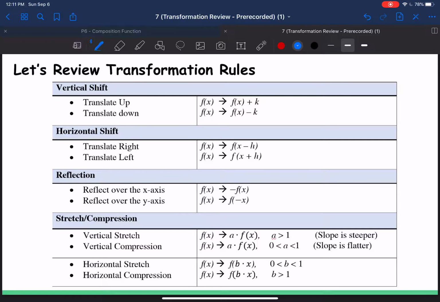That's totally fine. We are not really focusing on stretch or compression in this unit because we have linear functions, but we will do it again in the next module. So please just review vertical shift, horizontal shift, and reflections for now, okay?